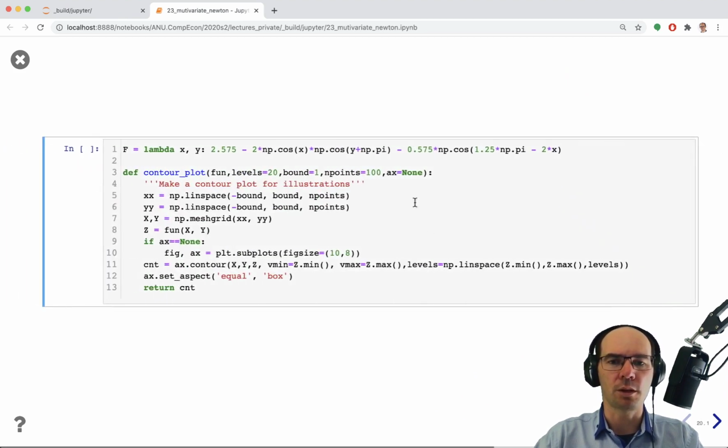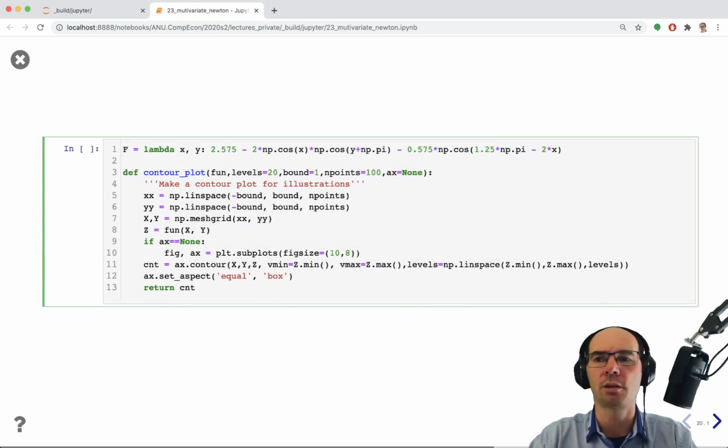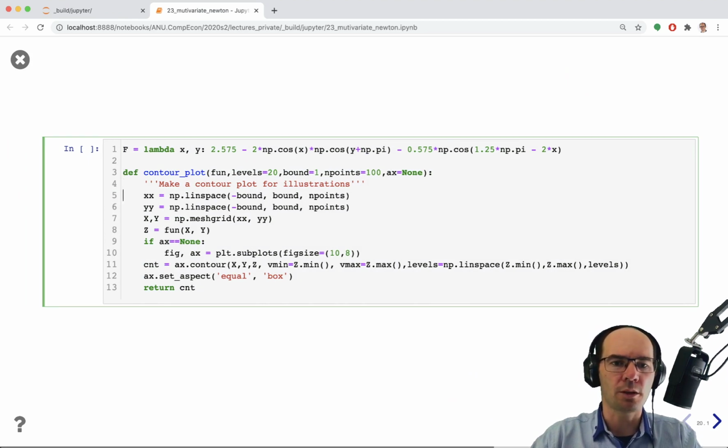Now let's start coding this up. I'm going back to slides. And here's my f function. Because this is a function of two variables, we'll be looking at contour plots. And here's a simple code to automate the creation of these contour plots. I sometimes want to plot them on a given axis, and then no new axis is created. Otherwise, it creates an axis and puts the contour plot there.